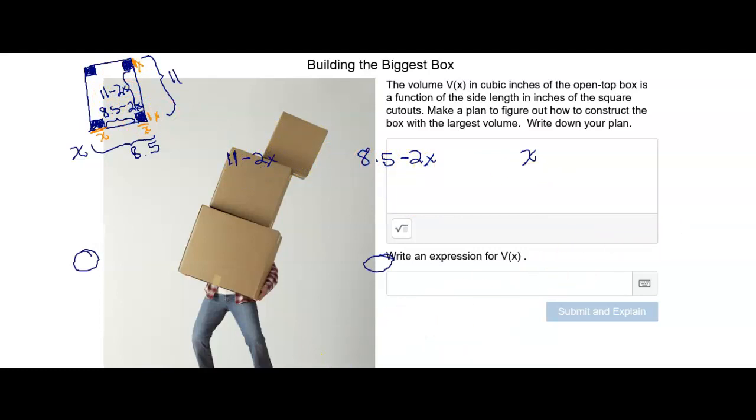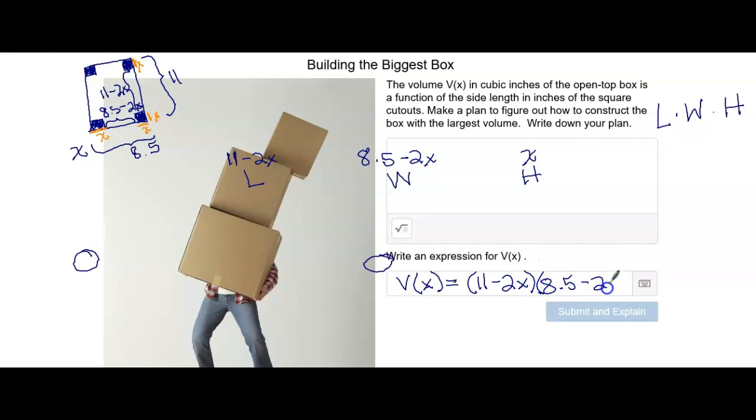So if you think about volume, the way that we find volume is to take length times width times height. So this represents our length, this represents our width, and this represents our height. So the expression that we would have for the volume would be V of x is equal to 11 minus 2x times 8.5 minus 2x times x.